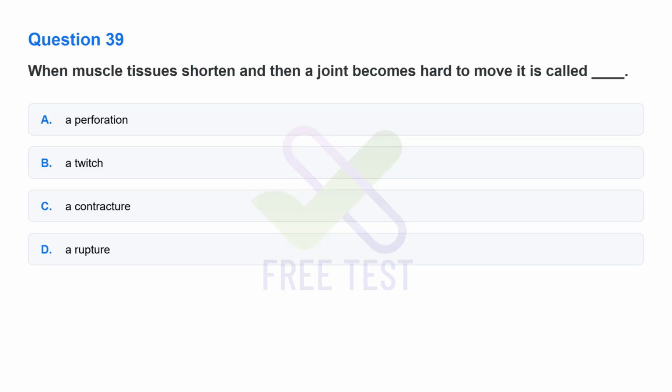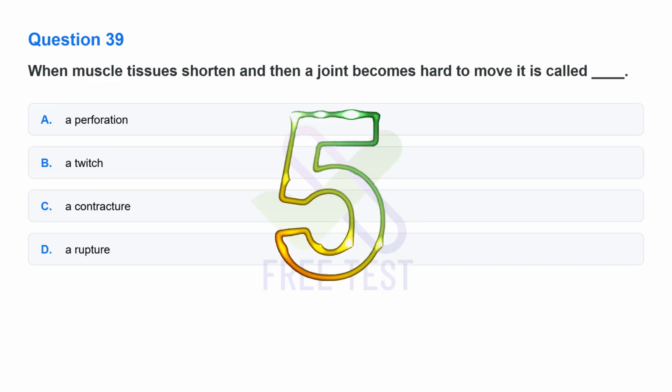When muscle tissues shorten and then a joint becomes hard to move, it is called A. A perforation. B. A twitch. C. A contracture. D. A rupture.